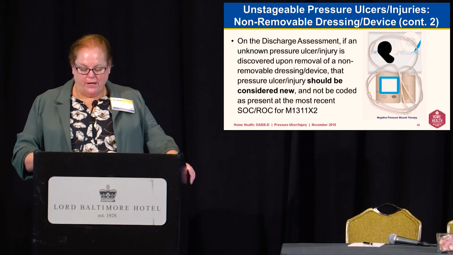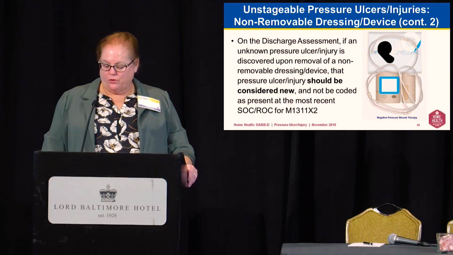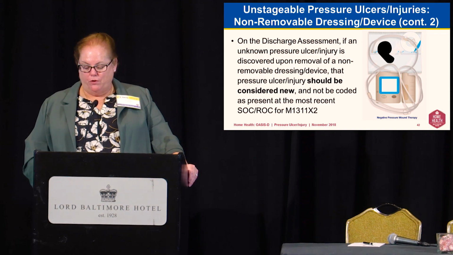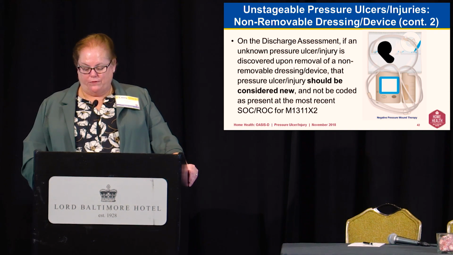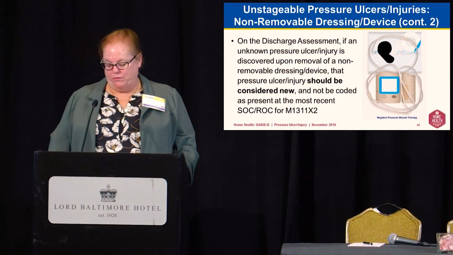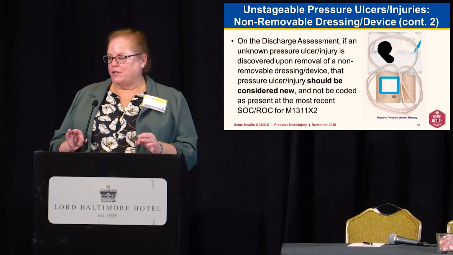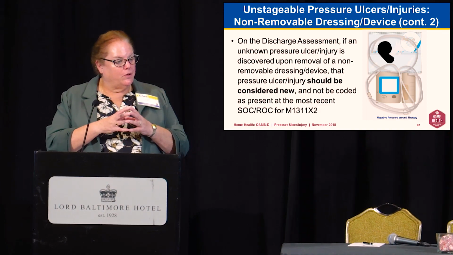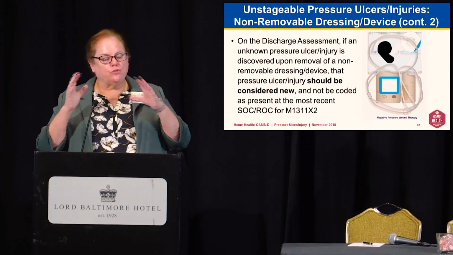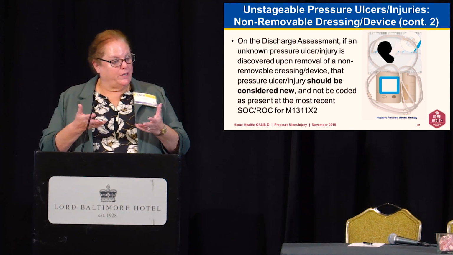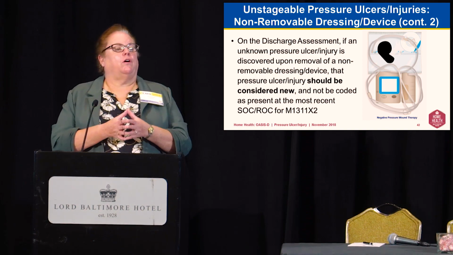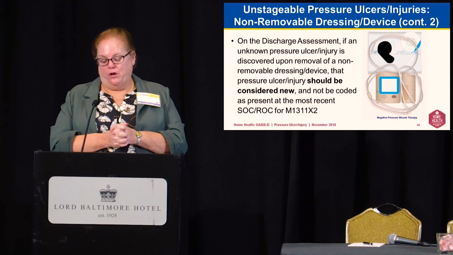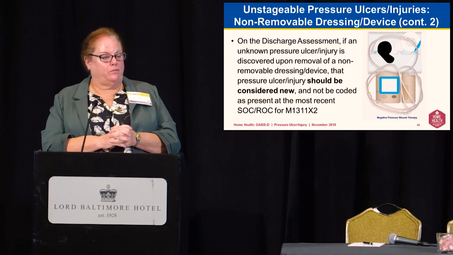So here we have on discharge assessment, if an unknown pressure ulcer or injury is discovered upon removal of a non-removable dressing or device, that pressure ulcer injury should be considered new and not be coded as present on the most recent start of care or resumption of care. That's exactly what I just talked about. If someone comes in with a cast or a splint that you can't remove, there's no documentation, no one's told you there's anything underneath it, and now it gets removed, and there's an injury underneath related to pressure, then it's going to be considered new. Does that make sense to everyone?